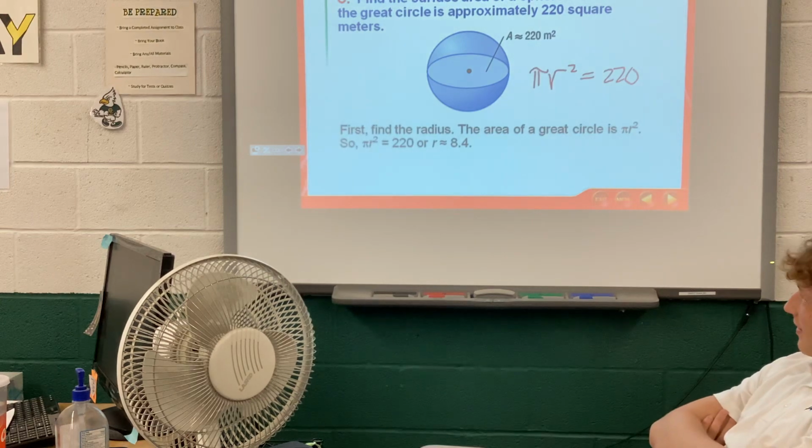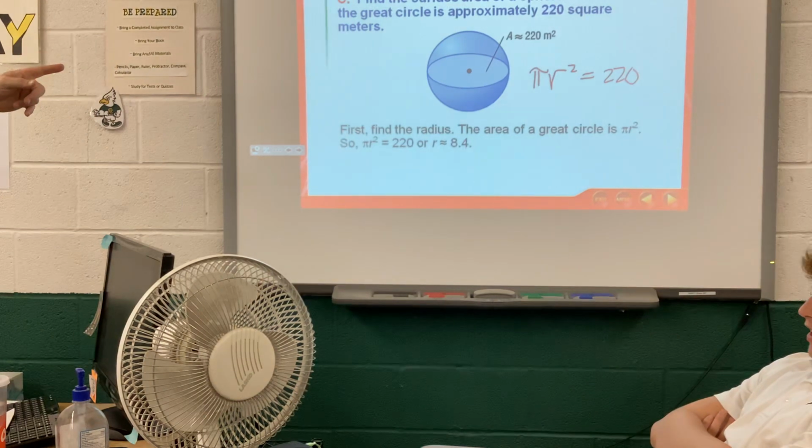But again, is it really realistically correct? No. Because look at their 220, right? It's approximately 220. So if we're building a rocket ship, we probably don't want to get on their rocket ship. We want to get on ours.